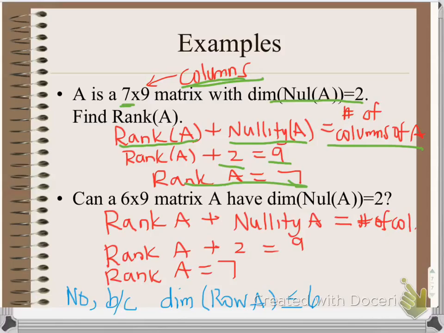Interesting. All right, and then can a 6 by 9 matrix A have the dimension of the null space of A equal 2? Well, it's the same as from up above. So no, because the dimension of the row space of A, which again is the same as the rank, which is the same as the dimension of the column space of A, has to be less than or equal to 6, right? Because this is a 6 by 9 matrix, 6 rows. And so 7 is too large, and so no, it cannot. We cannot have a 6 by 9 matrix A that has the dimension of the null space of A equaling 2.